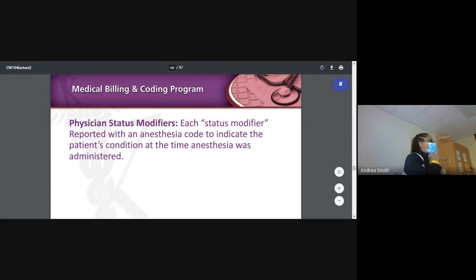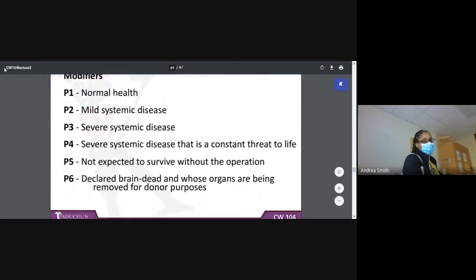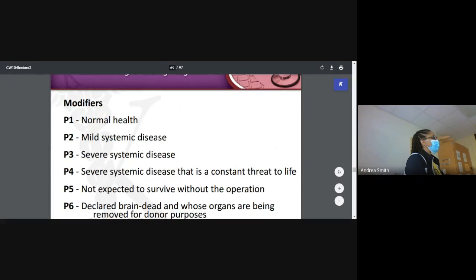The physical status modifier. Each status modifier will be put with an anesthesia code to indicate the patient's condition at the time anesthesia was administered. We will do modifiers. If we don't do modifiers tomorrow, we'll definitely do modifiers by the end of the week, because then you'll understand what that means. Here are the modifiers for that. But like I said, me going over them does nothing for you until you actually get to do it.